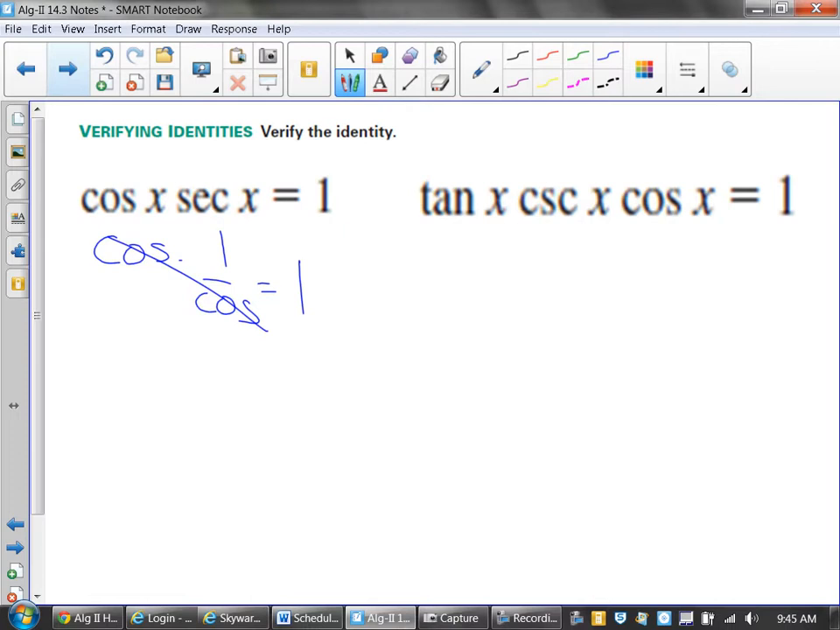So what's tangent? Sine over cosine. Cosecant, 1 over sine. And then just cosine. And you verify. Again, this is very similar to the factoring and foiling when you had to make it equal to something, or very similar to the geometric proofs that you did last year where it told you what to start with, what to end with. How does it work in the middle?